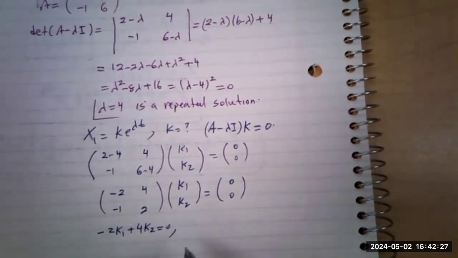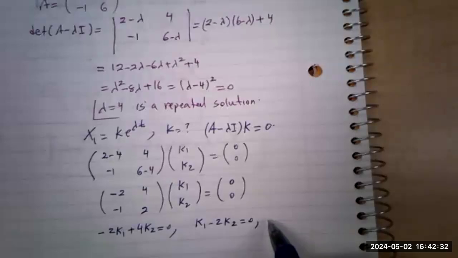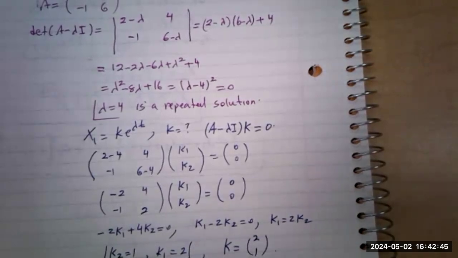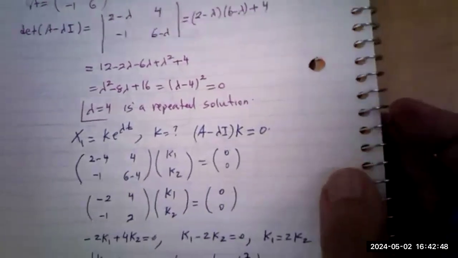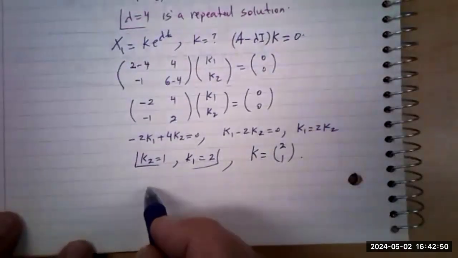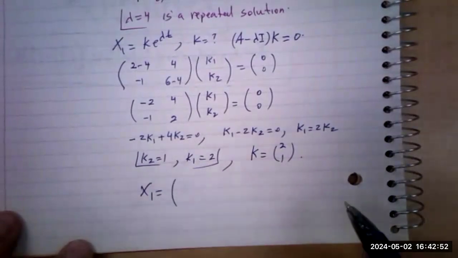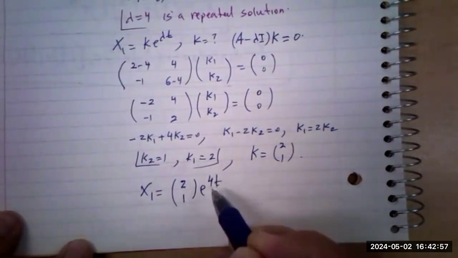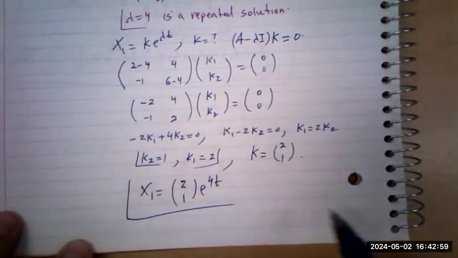Focus on this one, divide by negative 2: K1 minus 2K2 equals 0. So K1 equals 2K2. Take K2 to be 1, and K1 is going to be 2. So K is equal to (2, 1). We have the first solution. So the first solution is going to be (2, 1) e^(4t). That is this one.